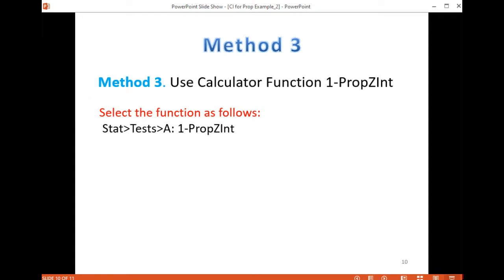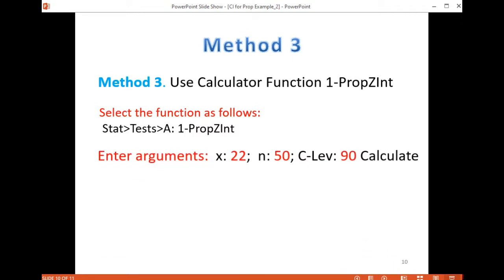You go to Stat, then you arrow over to Tests, and there are a series of tests. They are numbered like 1, 2, 3, 4, 5, and so on. When it gets to 0 and there are more, it goes like A, B, C, like hexadecimals. So at the A position, the function is 1-PropZInt, and it's going to ask you for the arguments.